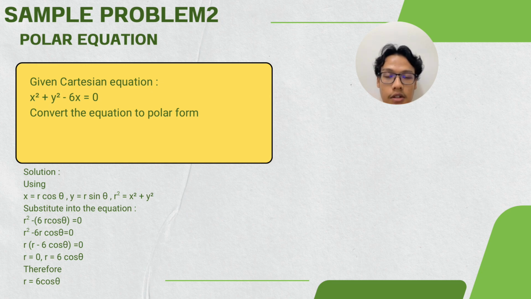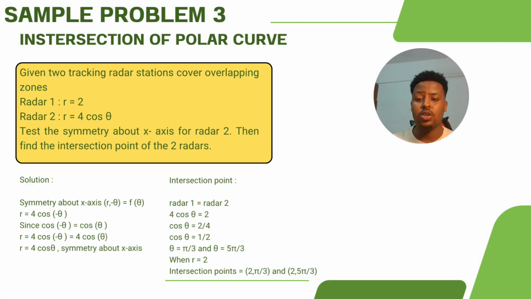we will get r times (r minus 6 cos theta). Then we will solve for r, where r is equal to 0 and r is equal to 6 cos theta. We neglect r equal to 0, so our polar equation is r equal to 6 cos theta. Now I'll continue by explaining sample problem 3, which is about the intersection of two polar curves.